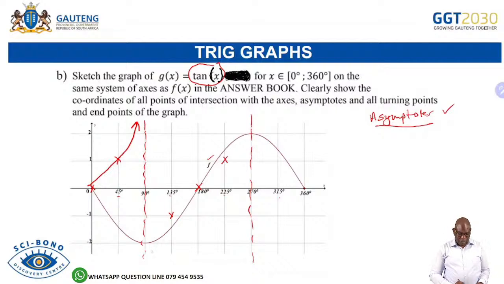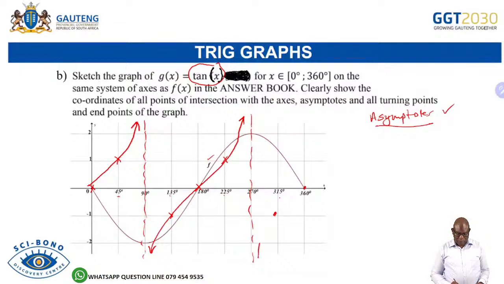Then it means that my graph is going to be starting this side and it must be like that. Please don't use a ruler for this graph. And these graphs have got arrows. Okay, I'll show you where the graph does not have an arrow. Tan of 315, it's -1. Tan of 360, it's 0.